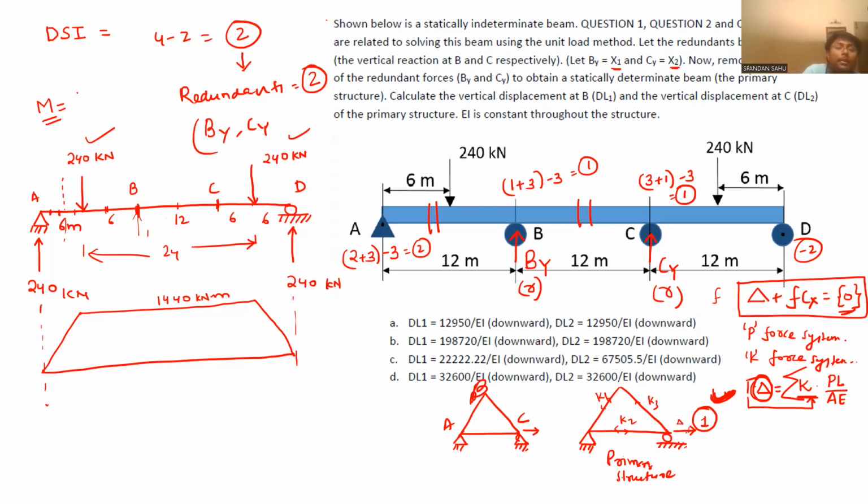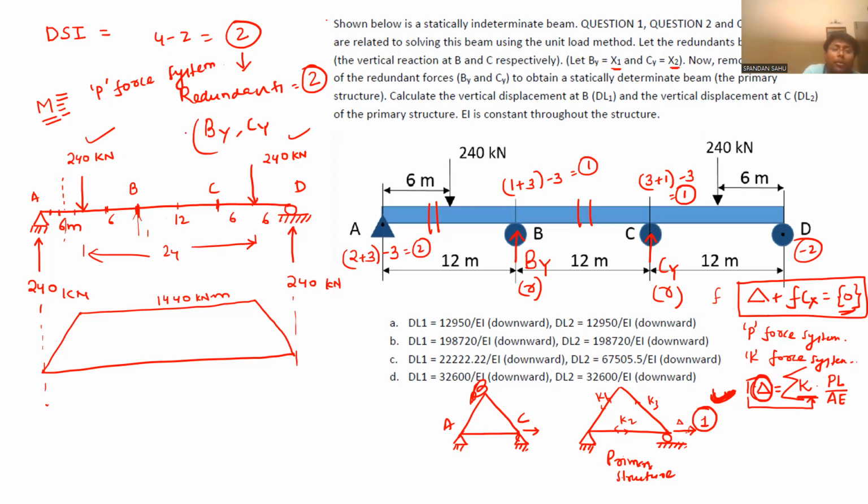This M you can write as analogous to the P force system. Analogous, it is not equal. It is analogous to the P force system of the truss. So this bending moment is a representative. This capital M is the representative of the bending moment equation at each and every point and its variation along the total given span length of the given beam. Correct? You got M.